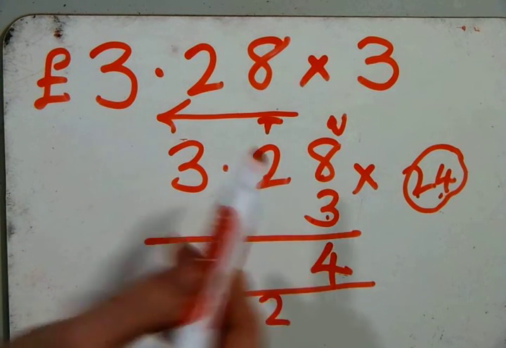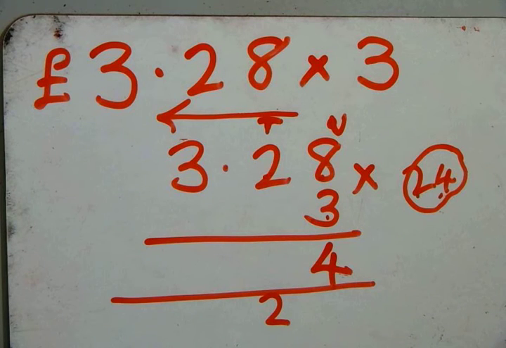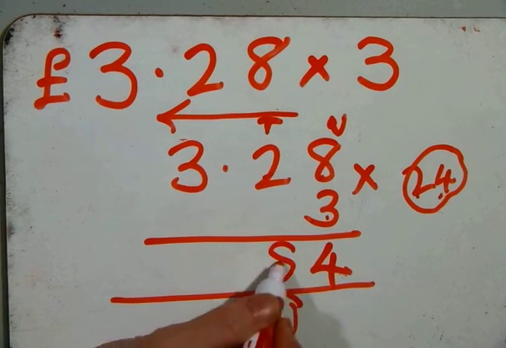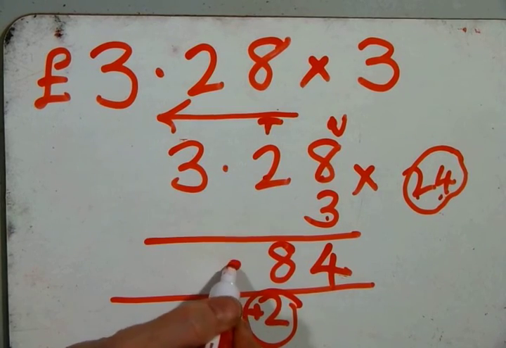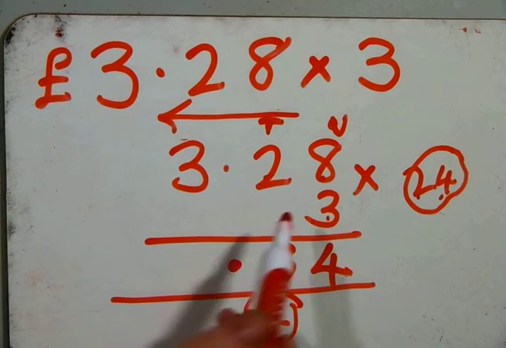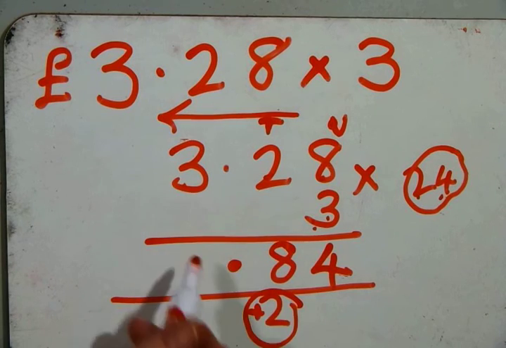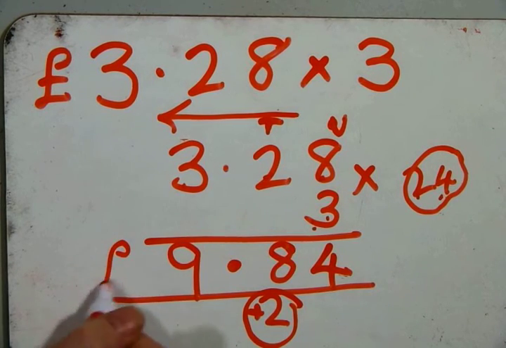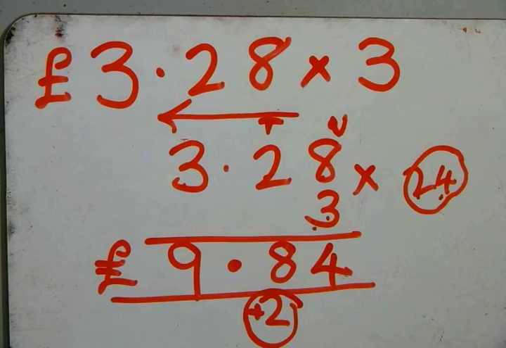3 times 2 is 6. But I have 2 here that I need to add on. So 6 add 2 is 8. Decimal point. And then we do the last digit. 3 times 3 is 9. Let's try one more.